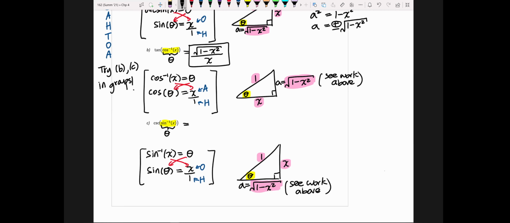Justin, how do we find cosecant of theta? Cosecant of theta is hypotenuse over opposite. So it'd be 1 over x. That's right. So sine is opposite over hypotenuse, which means its reciprocal cosecant is hypotenuse over opposite. Cosecant of theta is 1 over x. Correct.